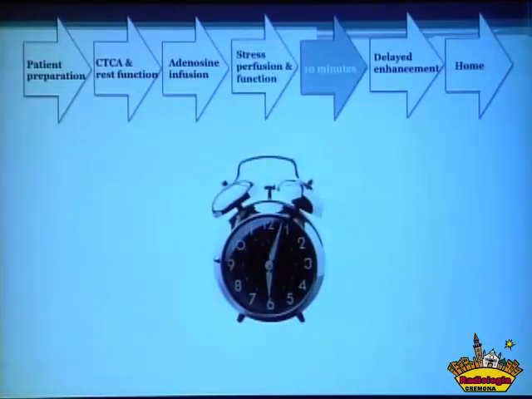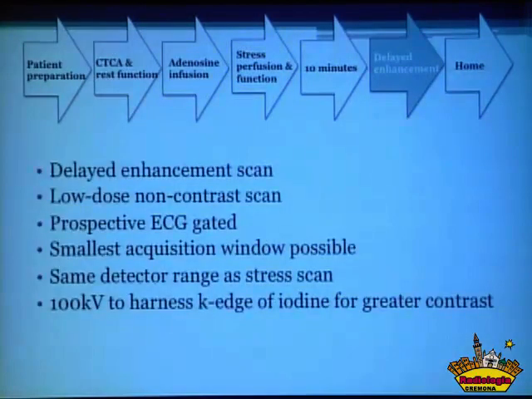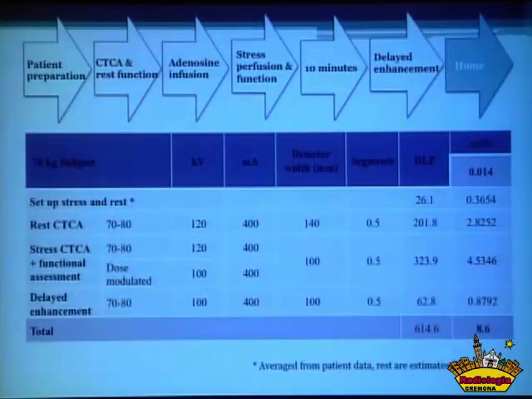Then we wait for 10 minutes, go in and chat to the patient, make sure they're okay. And then we do the delayed enhancement scan. So this is a very low dose, non-contrast scan with prospective ECG gating, the smallest possible acquisition window, using the same detector range as the stress scan, and using 100 kV to harness the K edge of iodine for greater contrast opacification. And then we check the patient's blood pressure and let them away home.